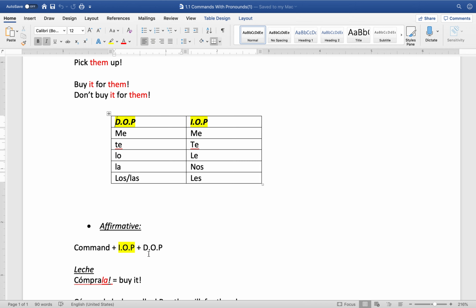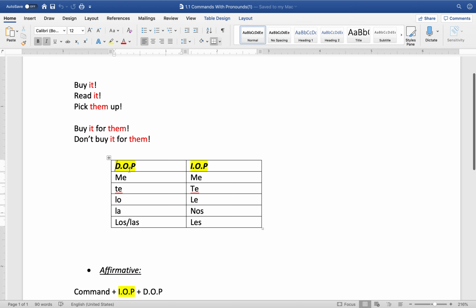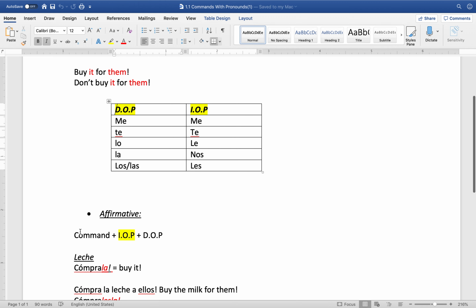For example, here I say buy it. It is the direct object pronoun, and for them will be the indirect object pronoun. So here I'm saying buy it, using only the direct object pronoun. And here, buy it for them, I'm using direct and indirect object pronouns. So what I'm trying to say is that in commands you're always going to see the direct, but not necessarily the indirect. All right, but this is the formula. And you have to attach all the commands to the pronoun when it's affirmative.